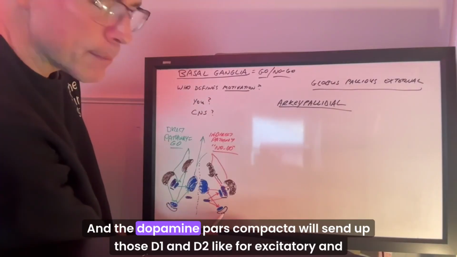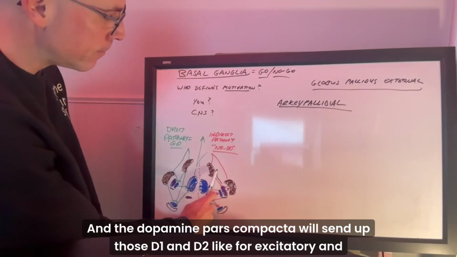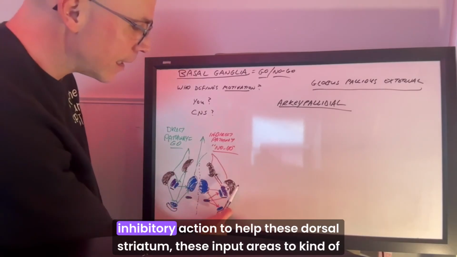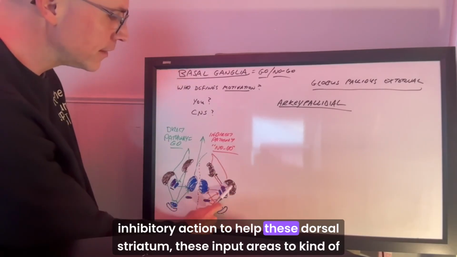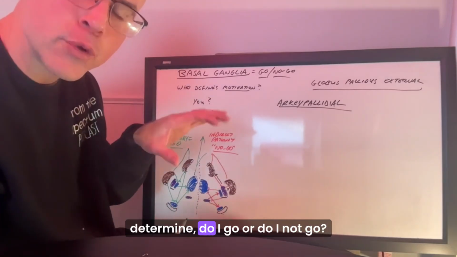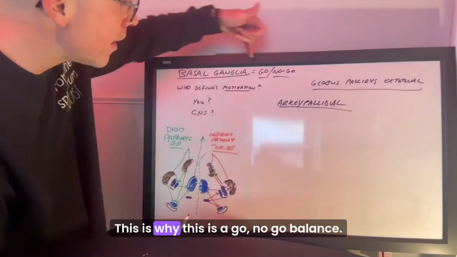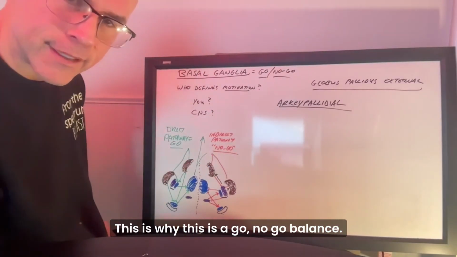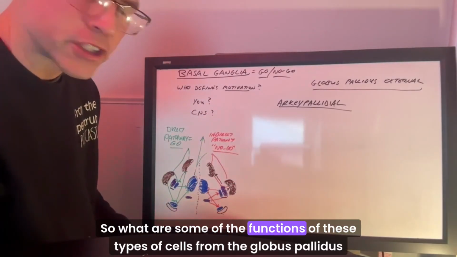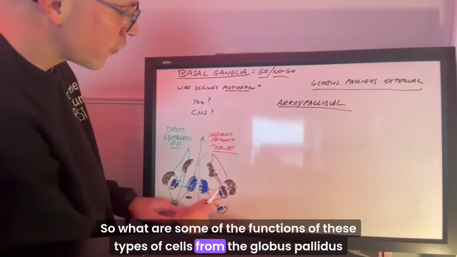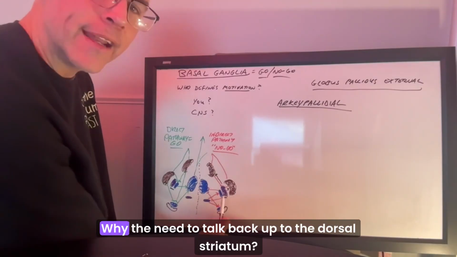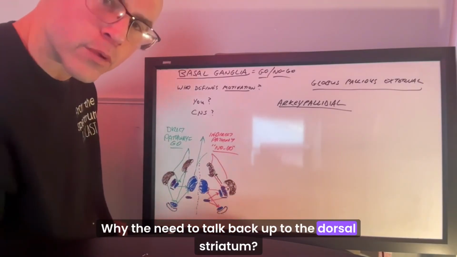And the substantia nigra pars compacta will send up those D1 and D2, like for excitatory and inhibitory action, to help these dorsal striatum input areas to kind of determine, do I go or do I not go? This is why this is a go, no-go balance. And remember the precision that it requires. So what are some of the functions of these types of cells from the globus pallidus external back up to the dorsal striatum? Why the need to talk back up to the dorsal striatum?